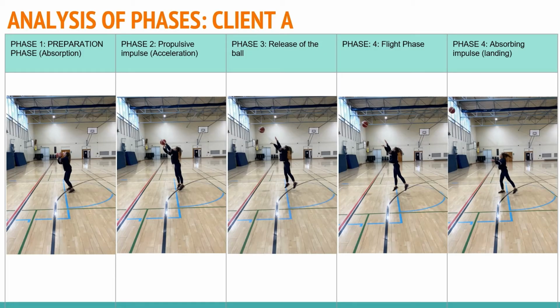We have broken the free throw movement into 5 different phases. We will discuss each of the biomechanical principles that come into play at each phase individually.